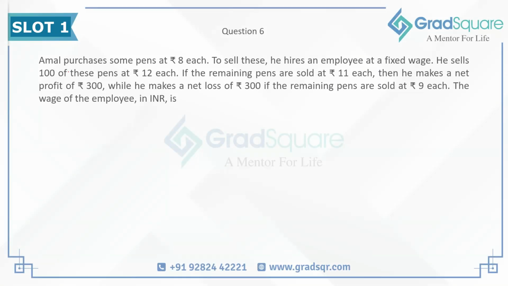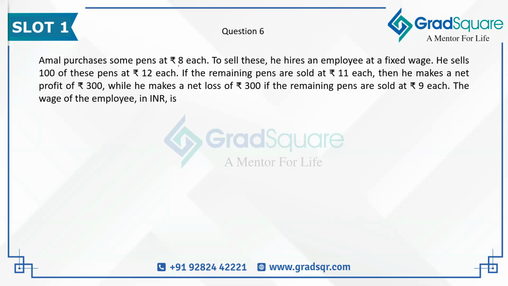Question. It says Amal purchases some pens at 8 rupees. To sell these, he hires an employee at a fixed wage. So wage is something that they're talking about of the employee. He sells 100 of these pens at 12 rupees each, and the remaining number of pens are sold at 11 rupees. So basically it is talking about two parts in which all of these pens have been sold. One is 100 pens and then the rest of the pens were sold at 11.